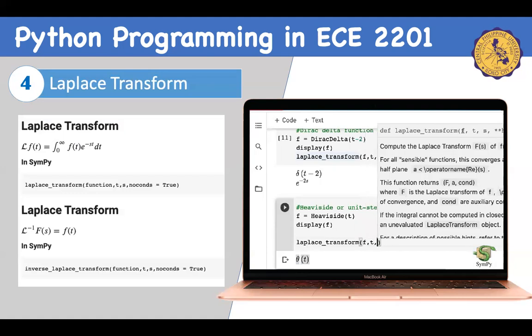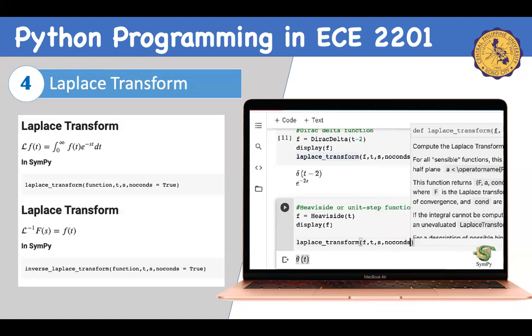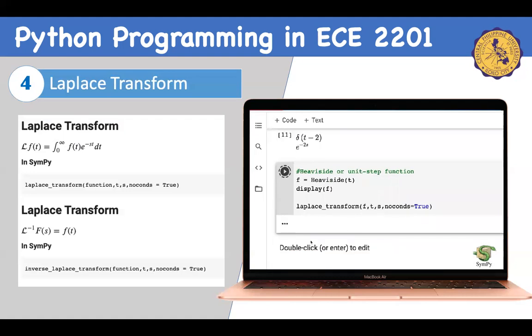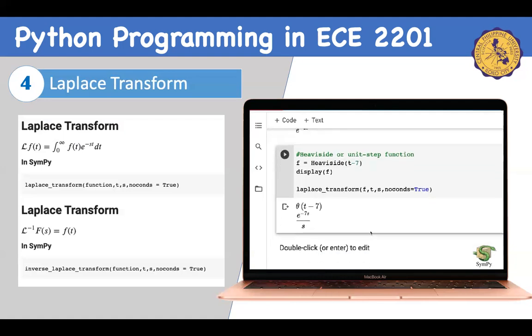Then we take the Laplace transform of the Heaviside function, with noconds equals True. Run the code, and there you go. You have 1 over s as the Laplace transform of the Heaviside function. If we shift it by 7 units, that will become e raised to minus 7s all over s.